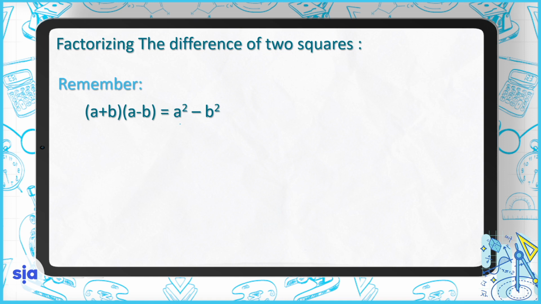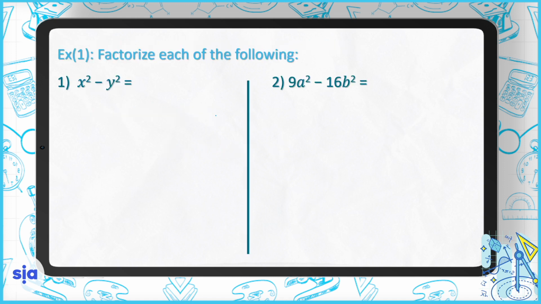In other words, if we have a binomial, and this term has a square root, and this term has a square root, and there's a minus between them, then in this case we have two brackets: the square root of the first one, the square root of the second one, square root of the first one, square root of the second one. Between one bracket is plus, the other bracket is minus. Let's go and see some examples to factorize them.